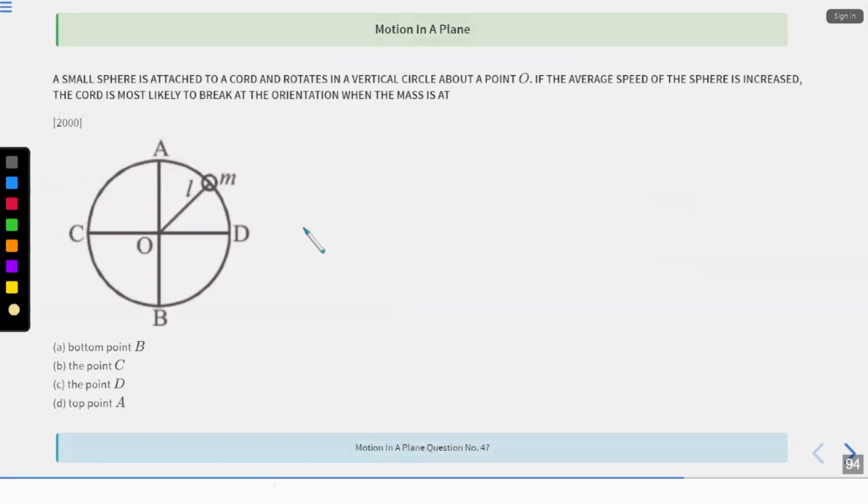Let's move on to the next question. The next question states that a small sphere is attached to a cord and rotates in a vertical circle about a point O. If the average speed of the sphere is increased, the cord is most likely to break at the orientation when the mass is at which point? So here you will be somewhat focusing on tension.